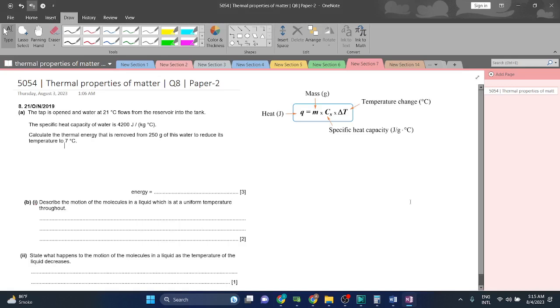Welcome back, guys. We're on thermal properties of matter. Question 8, paper 25054. Let's start.